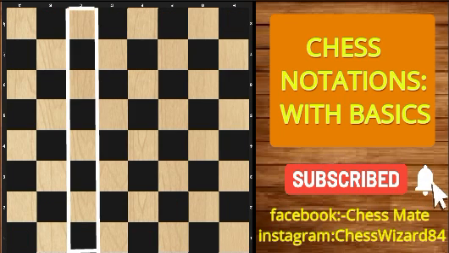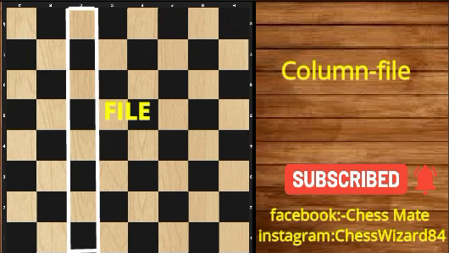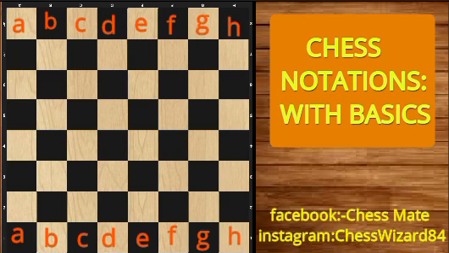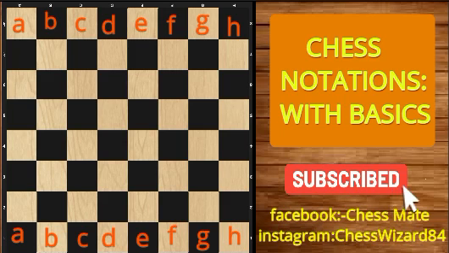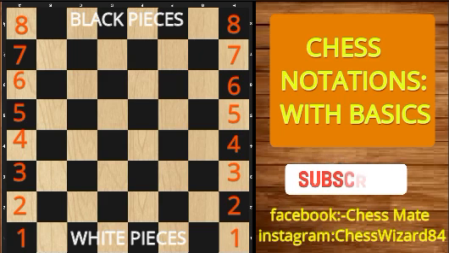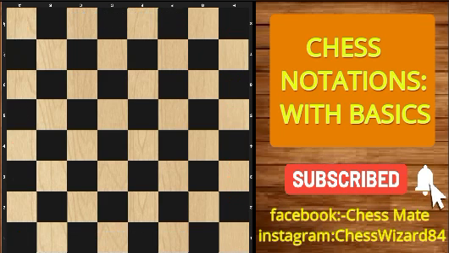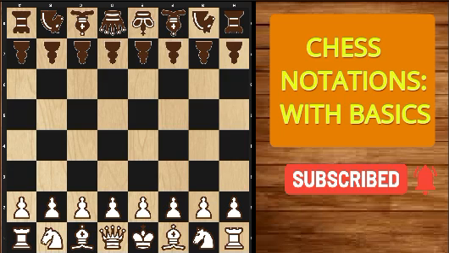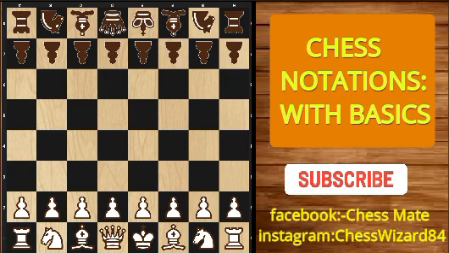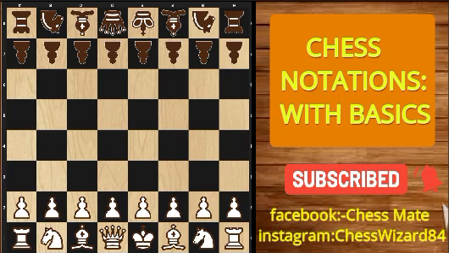Look, each column on the chessboard is called a file and each row is called a rank. Every file on the chessboard is given a letter, starting with the letter A on the left side of the board and going all the way to the letter H on the right side of the board. Each rank is assigned a number from 1 to 8, just like you see here. Remember, at the start of a chess game, all the white pieces are placed on ranks 1 and 2 and all the black pieces are placed on ranks 7 and 8.